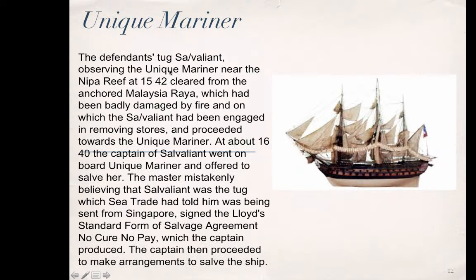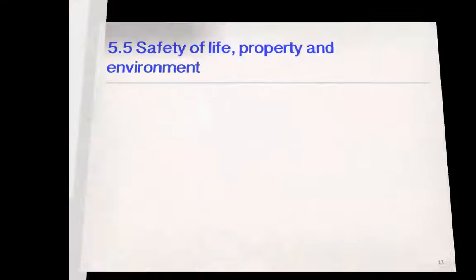South Valiant went to help the Unique Mariner, but after that, the correct tug arrived. Or rather, the ship manager Sea Trade told the master, "Hey, stop! You're using the wrong tug to assist your ship." When Sea Trade found out that the master engaged the wrong ship. So now, what do you think?